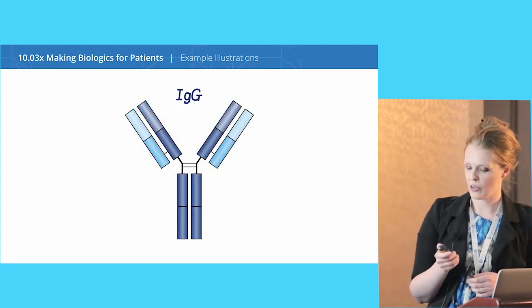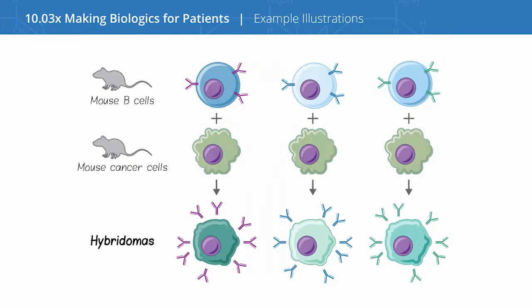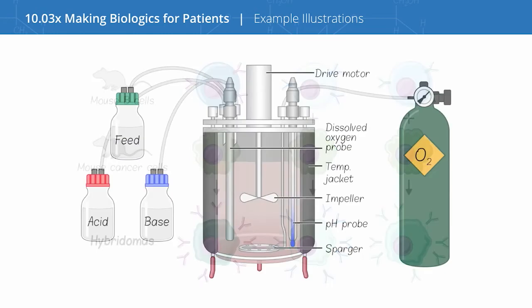an IgG antibody. This is Milstein and Kohler's famous 1975 experiment where they fused mouse B cells with mouse cancer cells to form more robust hybridomas to produce antibodies. And finally, a bioreactor. So again, these are all using that simple color style guide established at the beginning.